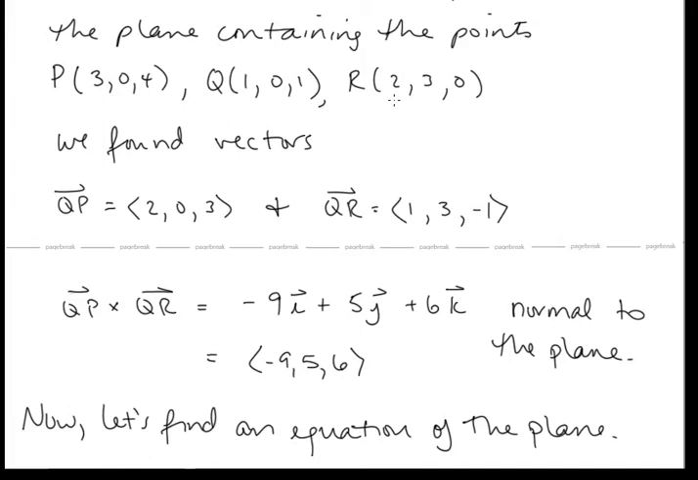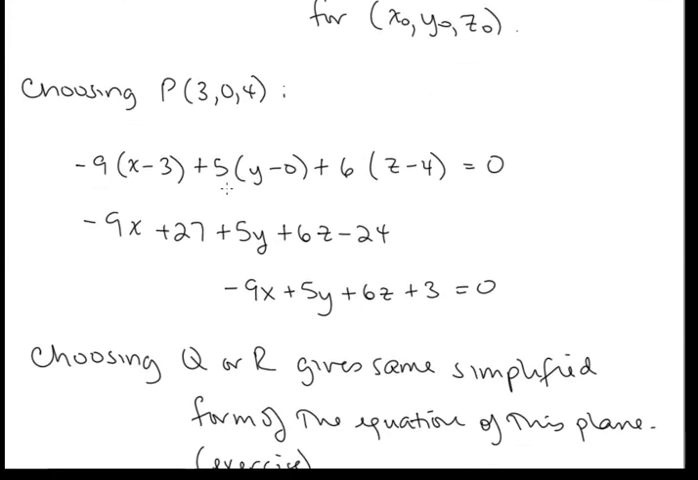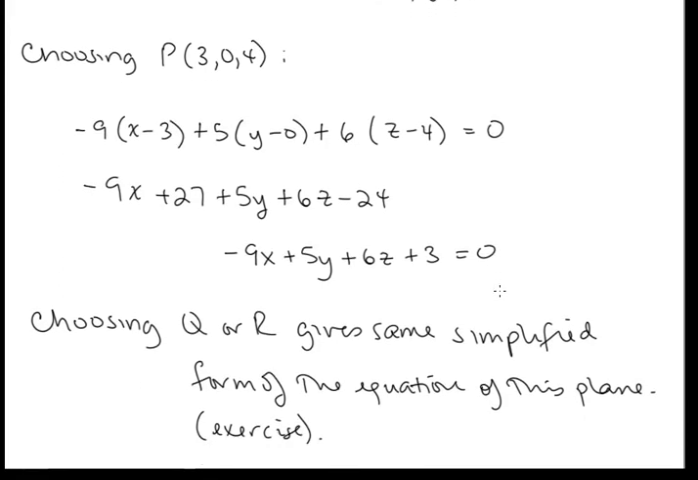So which is going to be our x0, y0, z0? Actually, it doesn't matter which one we choose. Choosing point P, we fill in our A, B, C and our x0, y0, z0, and we simplify this down to negative 9x plus 5y plus 6z plus 3 is equal to 0. And actually, if you choose points Q or R instead, you'll see that in simplified form, it's exactly the same equation. So I'll leave that for you as an exercise.